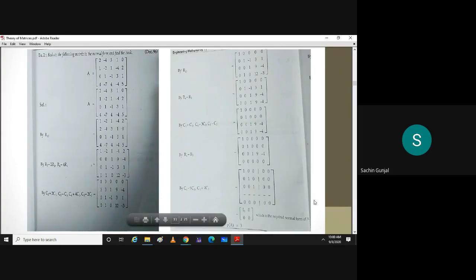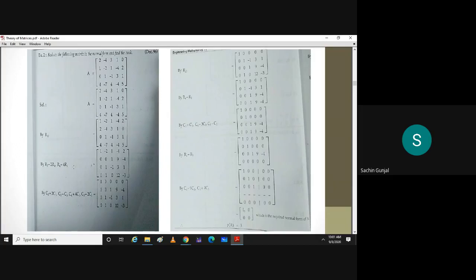Okay. Any doubt? You are free to ask, so that we can go to the next example. Remember that first is row operation, then column, then row, then column, then row, then column. Obviously, you can change that pattern, but doing row and column alternately will be beneficial for us.